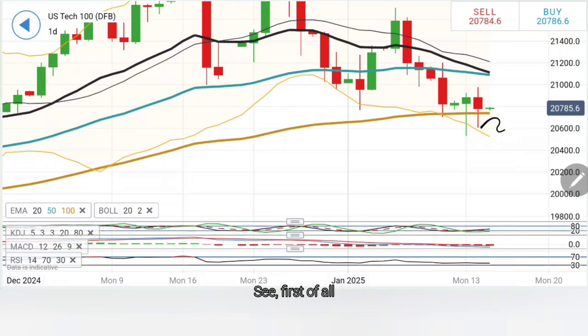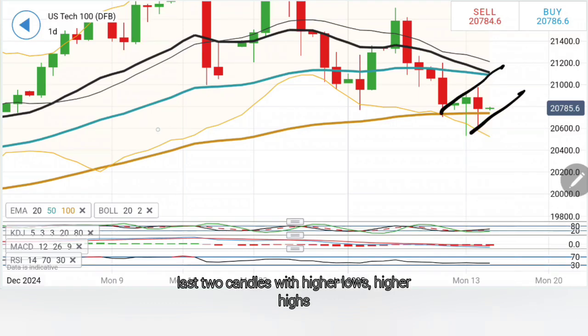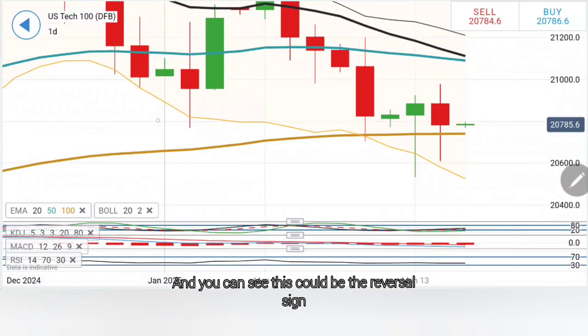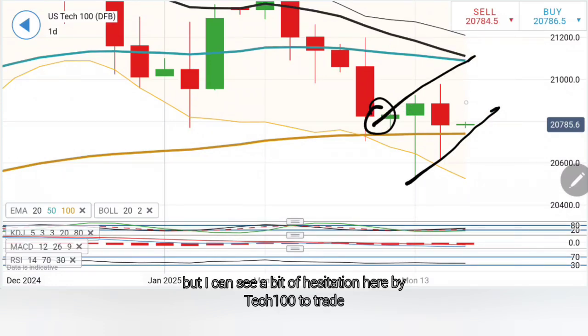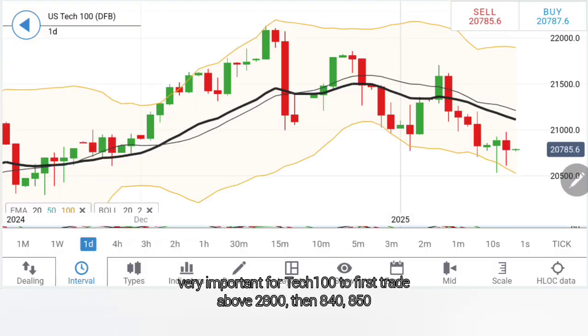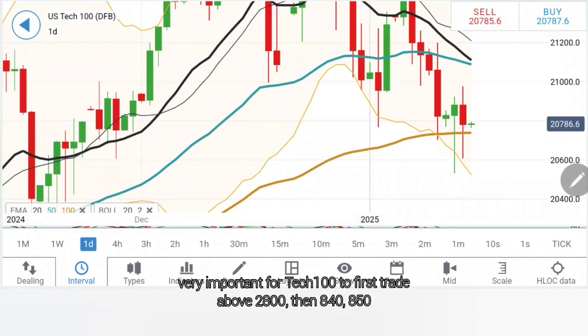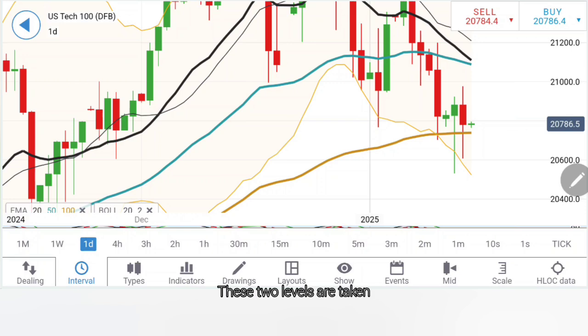Now look at Tech 100. See, first of all, the last two candles with higher lows, higher highs, and you can see this could be the reversal sign, but I can see a bit of hesitation here by Tech 100 to trade bullish, and thus it is very important for Tech 100 to first trade above 20,800, then 20,848.50. These two levels are taken.